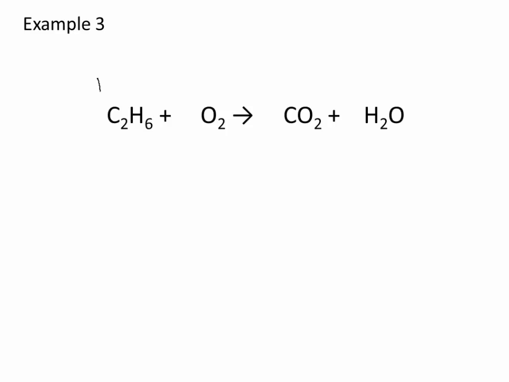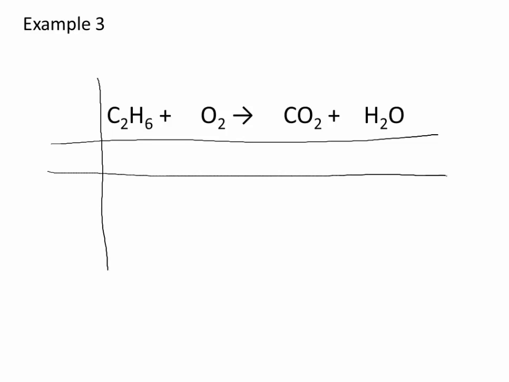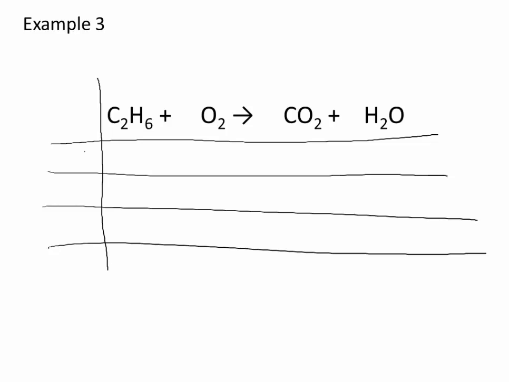So I need to just draw the table. Okay, list down the element from left to right. C, H and O. There are 2 C's and 6 H under C2H6. Under O2, oxygen. Here has 1 C and 2 O and 2 H, 1 O.